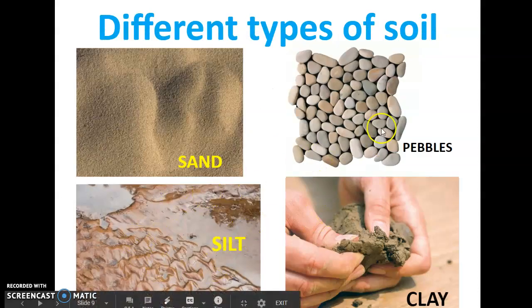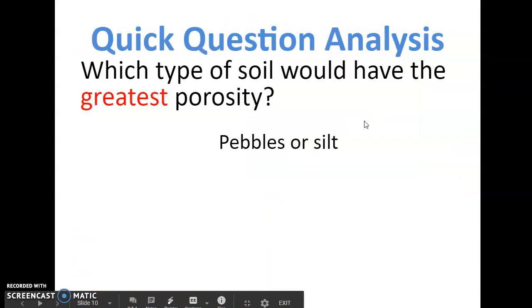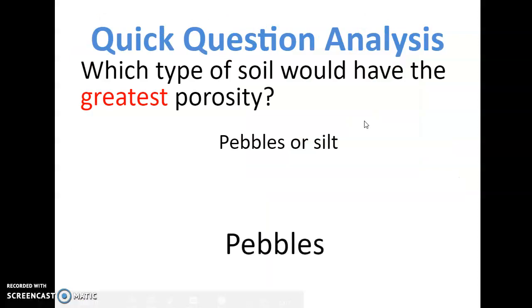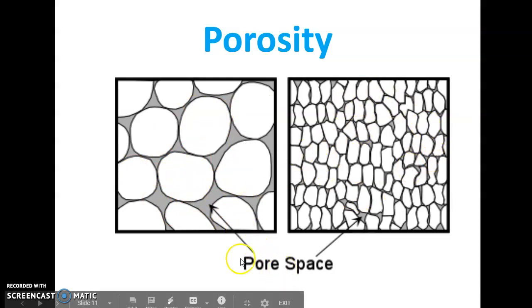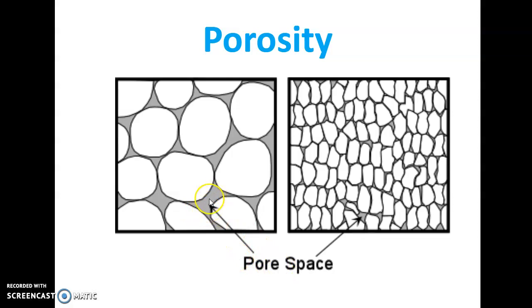This is silt. This is pebbles. So if you answered pebbles, you are correct. So what you'll notice is this is like a microscopic view or a close-up view of the soil. Pebbles would be on the left-hand side. Silt would be on your right-hand side. There are these things called pore spaces, which are filled with these little gray spots.